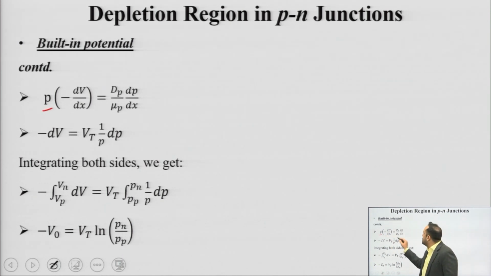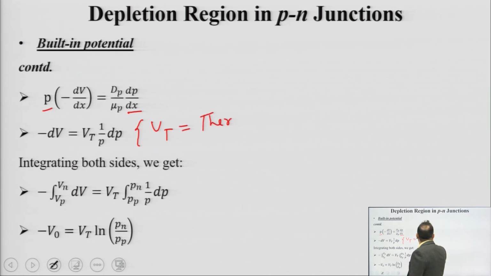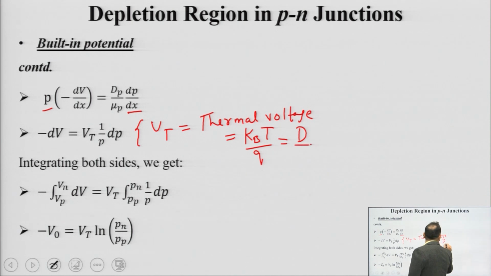This is hole concentration, this is hole concentration gradient, right. So, minus dV can be written as Vt, here Vt is your thermal voltage, and it is given by Boltzmann constant times temperature divided by q. As per Einstein relation, it is equal to D by mu. Whether it is holes or electrons does not matter. D by mu is equal to kBT by q, which is also known as thermal voltage, right.